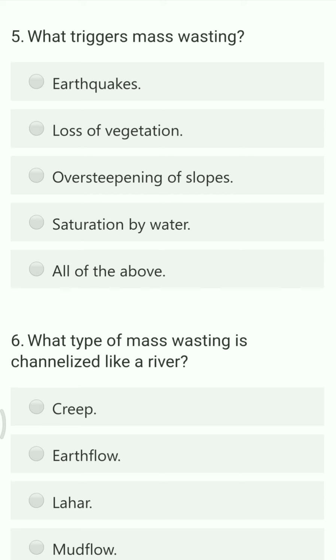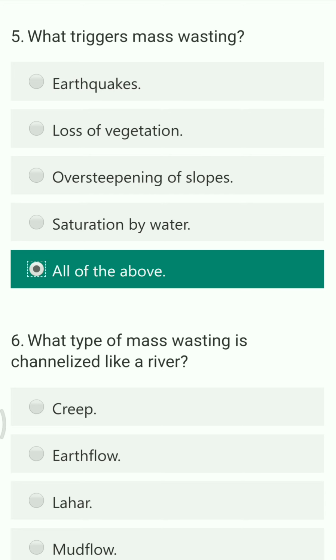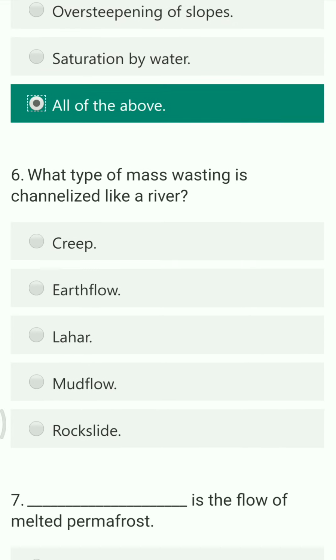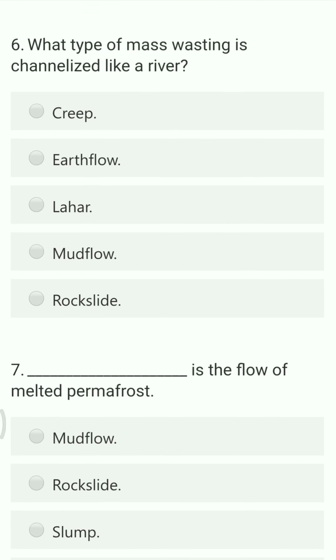Options are earthquake, loss of vegetation, oversteepening of slopes and saturation by water, and all the above. Now here the right answer is all the above. Earthquake also triggers mass wasting. Any loss of vegetation or deforestation is also going to accelerate mass wasting. Oversteepening of slope: if your slope is steep and you are making it steeper day by day, then definitely there will be a large amount of mass wasting. And saturation by water is definitely going to decrease the friction of the particles, so even that is going to trigger mass wasting.